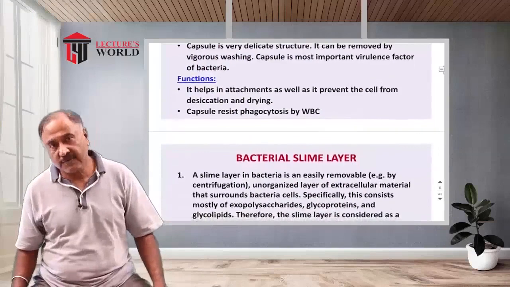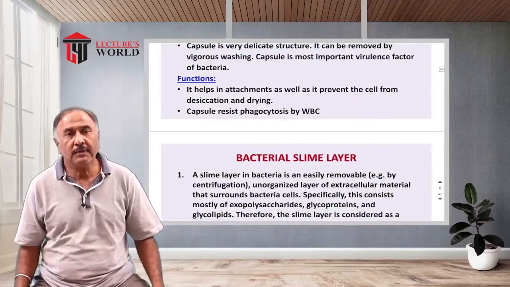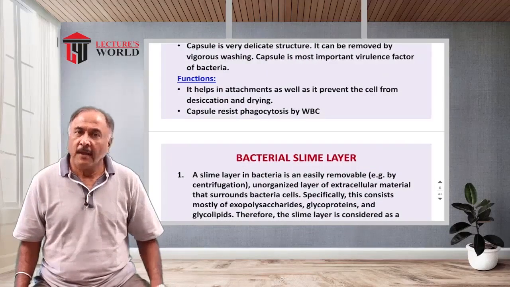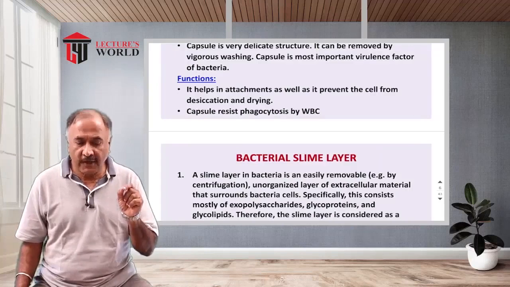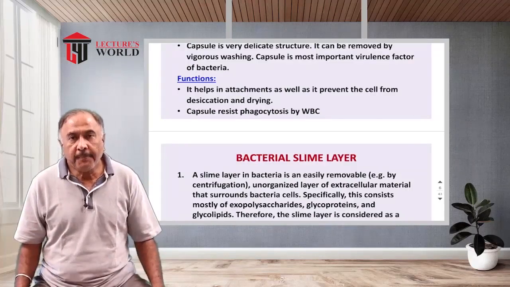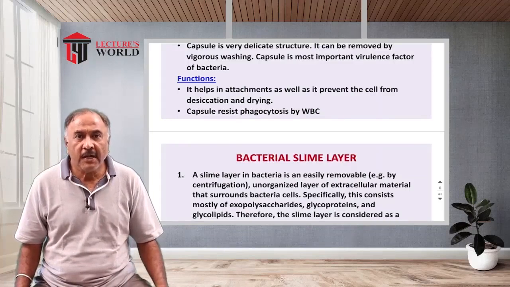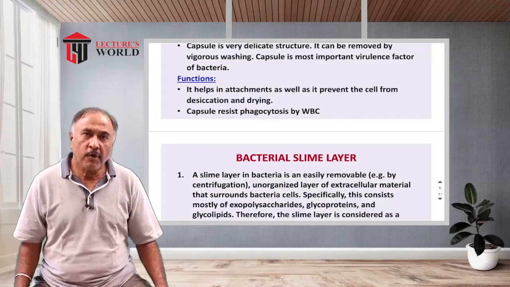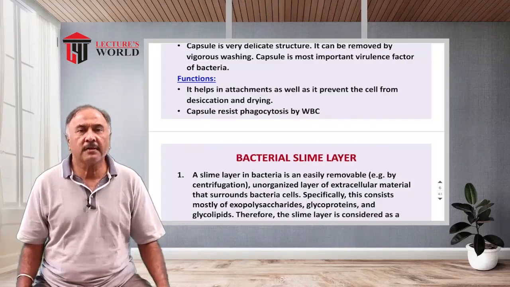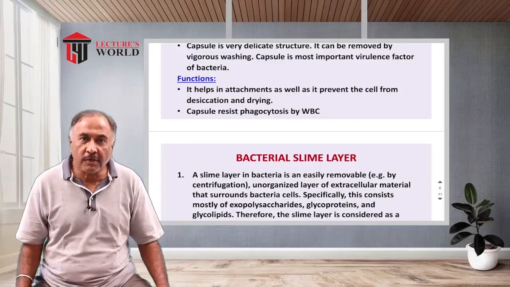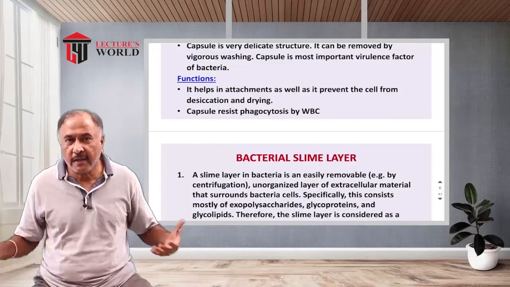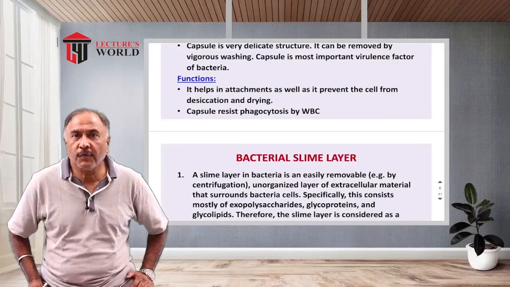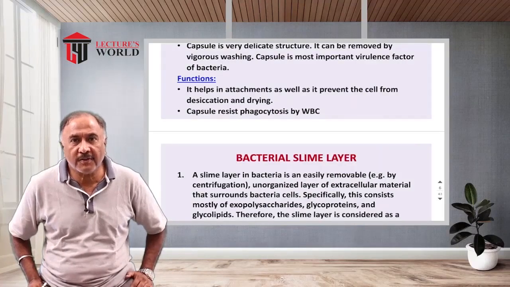Now, what are the functions of the capsule? What is the importance of capsulated bacteria? The primary importance of the capsule is that it helps to prevent desiccation and drying. What do we mean by desiccation and drying? Wherever the availability of water is less, we call it a dry area or dry conditions. So the presence of a capsule prevents the cells from desiccation or drying.